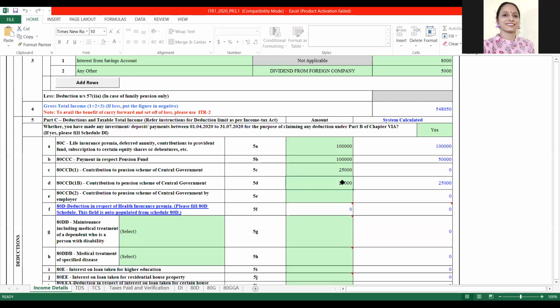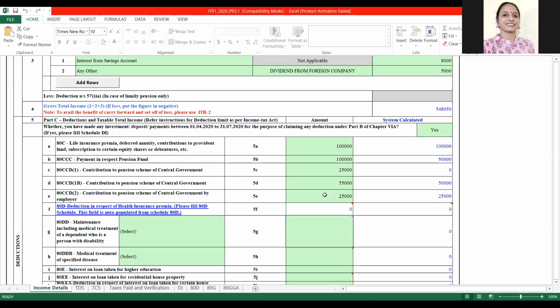So even if I try to put the amount beyond 50,000, it will not allow me. It is taking only 50,000. Okay, next. So this is also another scheme. This is for the employer's contribution. So say for example, employer's contribution is 25,000.